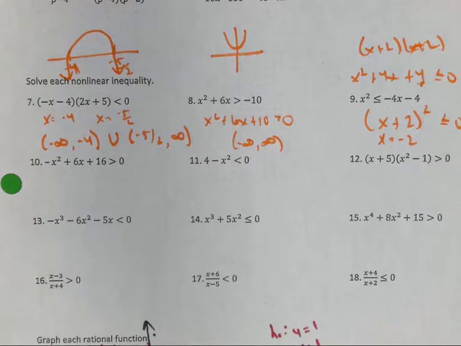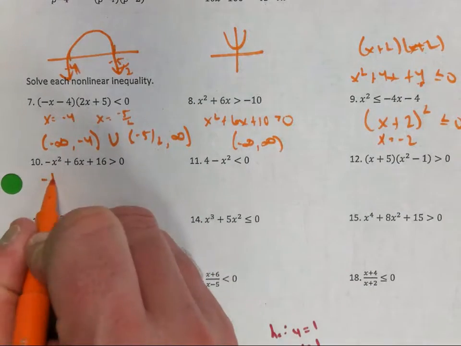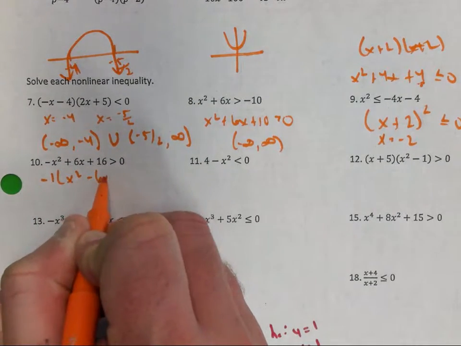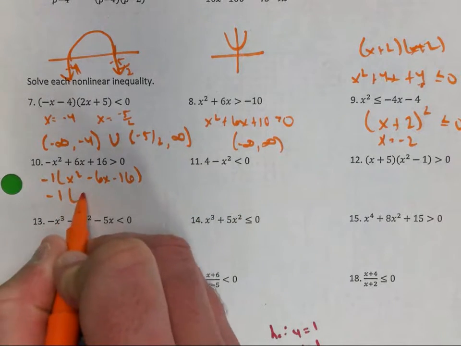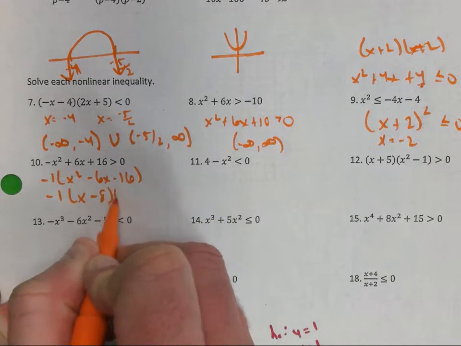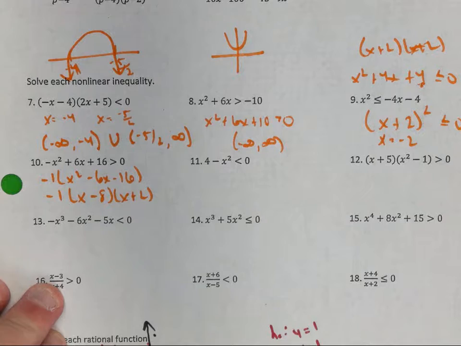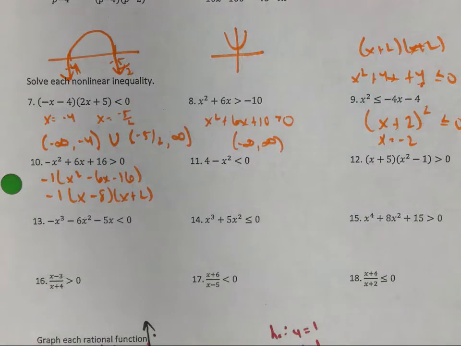Okay, I want you to do number 10 on your own. Now, first thing I would do is factor out a negative what? 1, like this. Then I would factor that down like that. So your leading coefficient here would be positive or negative? Negative.